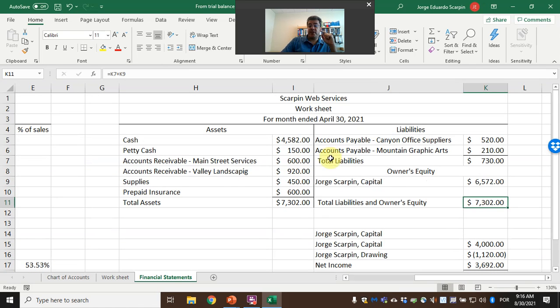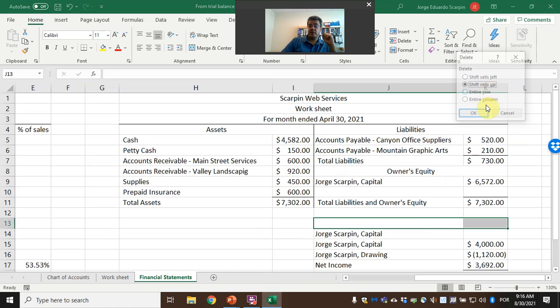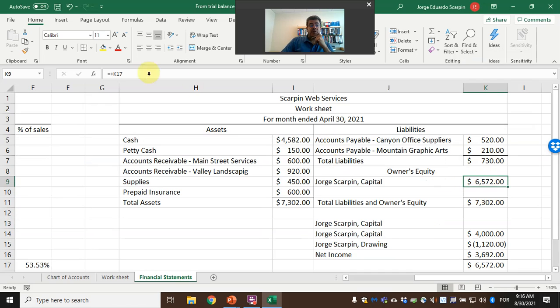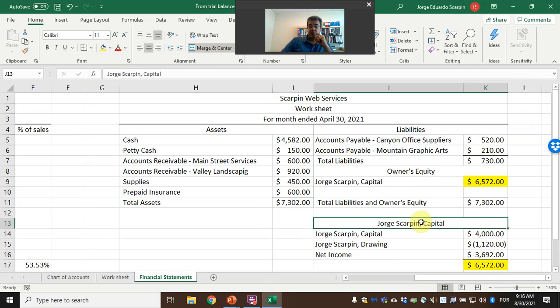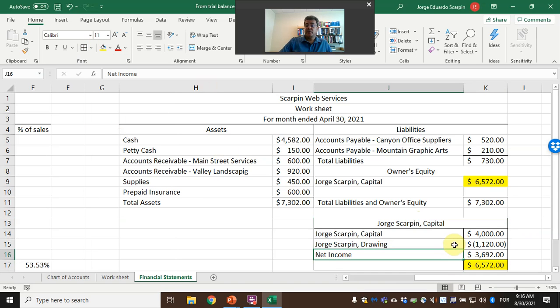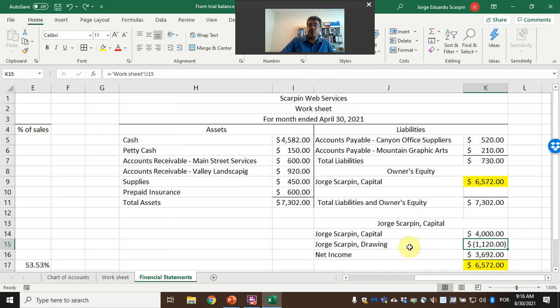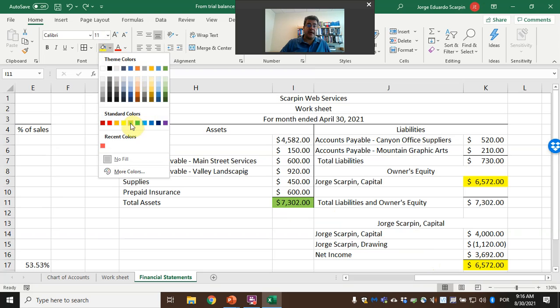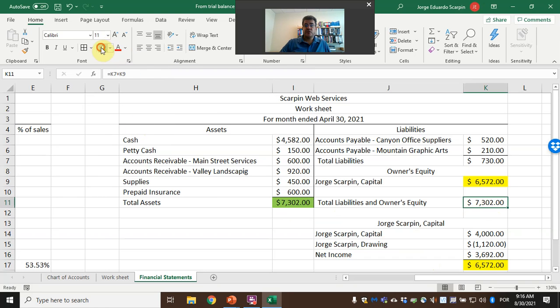So for the capital, we must do this. So, we need to do this math here. Original capital, less drawing, plus net income or less net loss. And then, remember, total assets must match total liability and stock and owner's equity or stockholder's equity or any other name that you can find it.